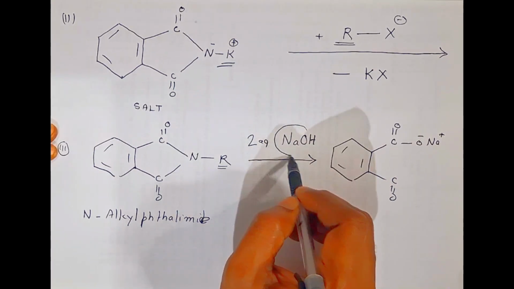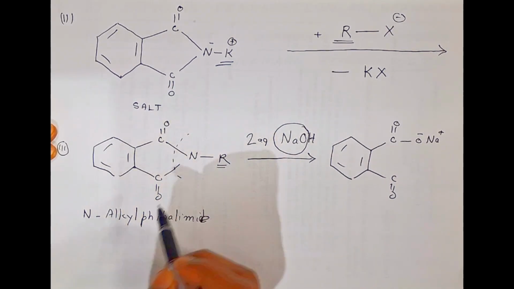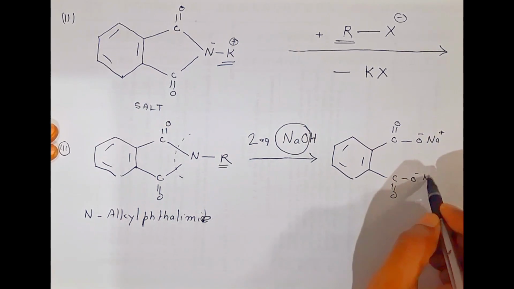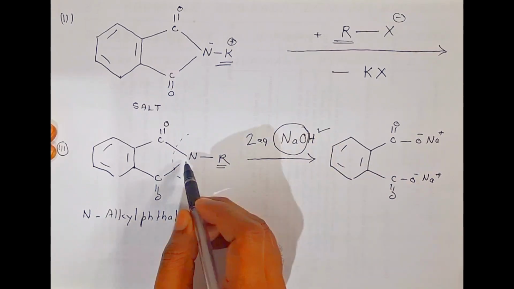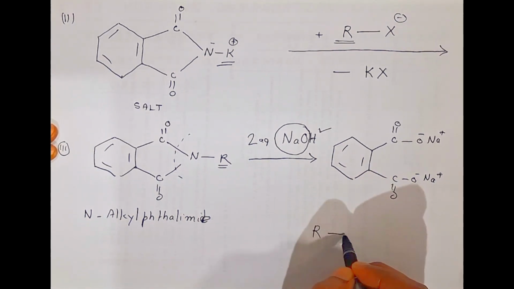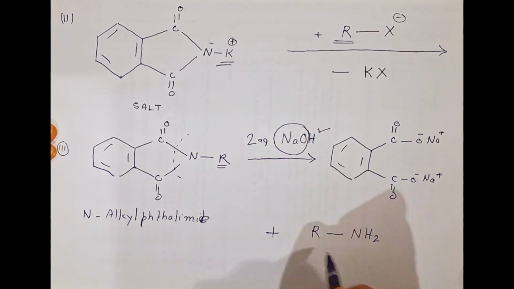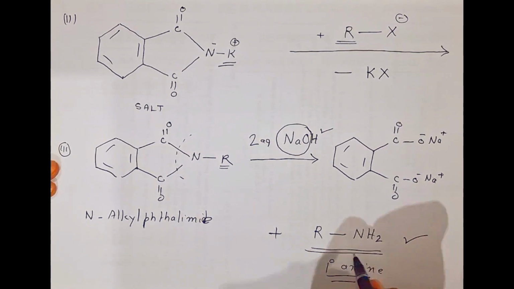This part of NaOH now combines and this bond will break, students. Now this part will combine and it gives you the sodium salt of phthalimide. These 2 hydrogens now combine with this alkyl and it gives you alkyl amine. This is very important. That is a primary amine, students. In this synthesis of primary amines, only primary amines containing an alkyl group we can form. That is why this reaction is very important.